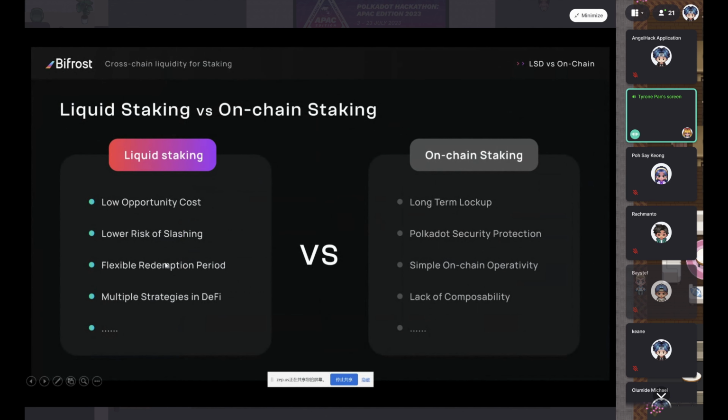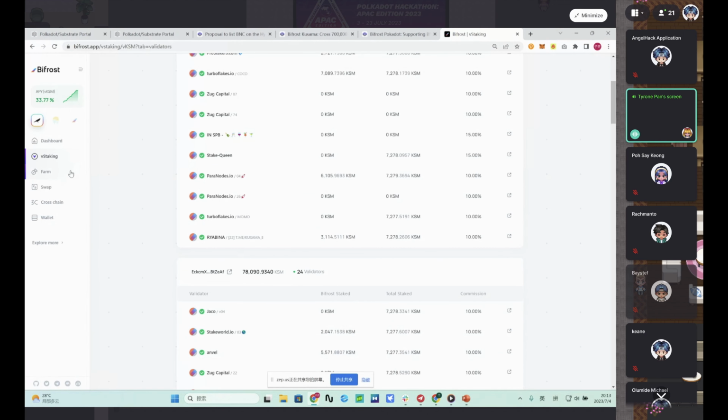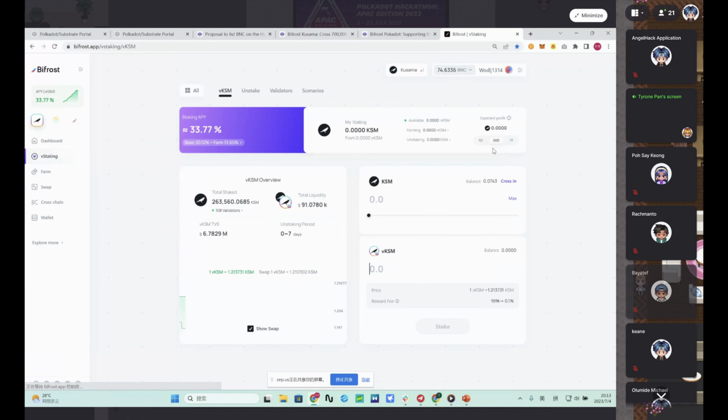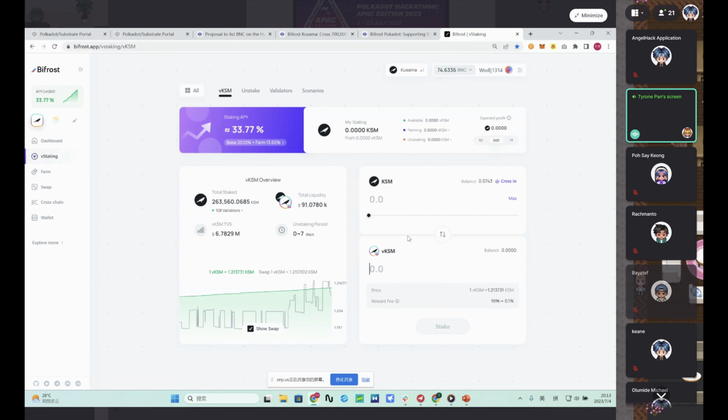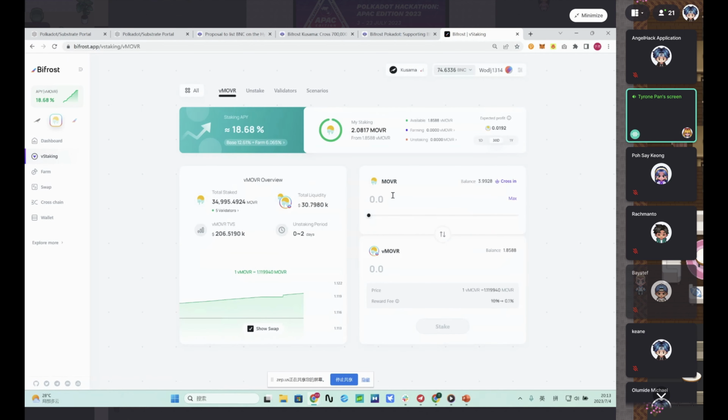So, flexible redemption period. That's another interesting thing. It's a small function, but a significant advantage of Bifrost vToken. Taking the example of vMover, normally the vMover unstaking period is 2 days, so 48 hours.